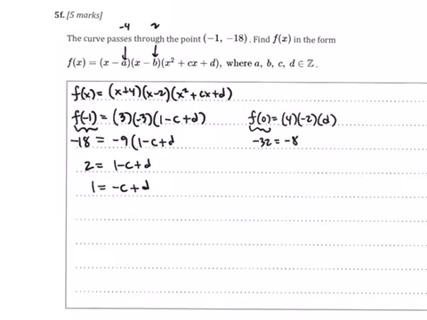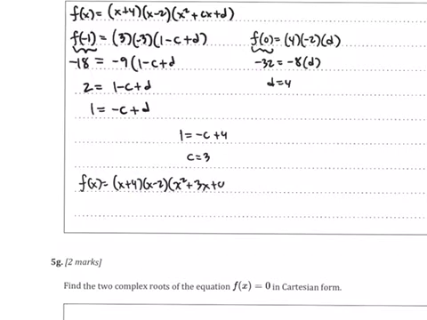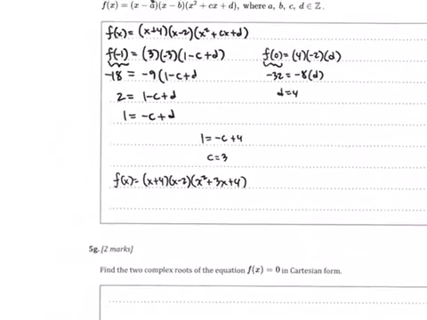This will be negative 8. So it looks like d will equal 4. So if d equals 4, then that means c has to equal 3. Therefore, f of x will equal x plus 4, x minus 2, I don't think the order of those will matter with regards to being graded, times x squared plus cx, which is 3x, plus d, which is 4. Okay, cool. I think I answered what they wanted.